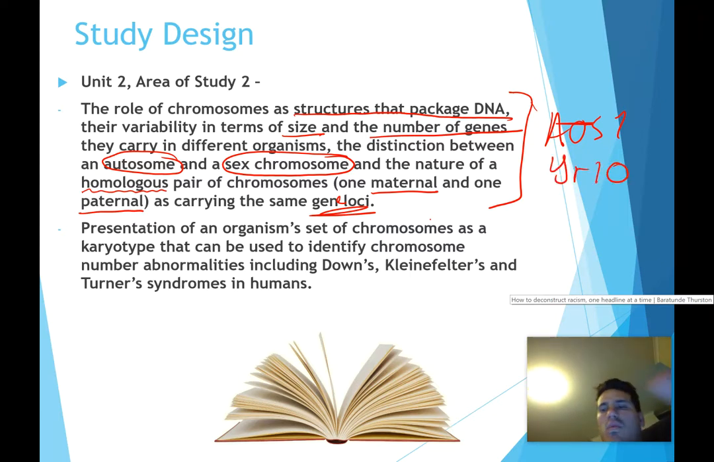Okay. We're also going to look at the presentation of an organism's set of chromosomes as a karyotype that can be used to identify some chromosomal abnormalities such as Down, Klinefelter's, and Turner syndrome in humans.